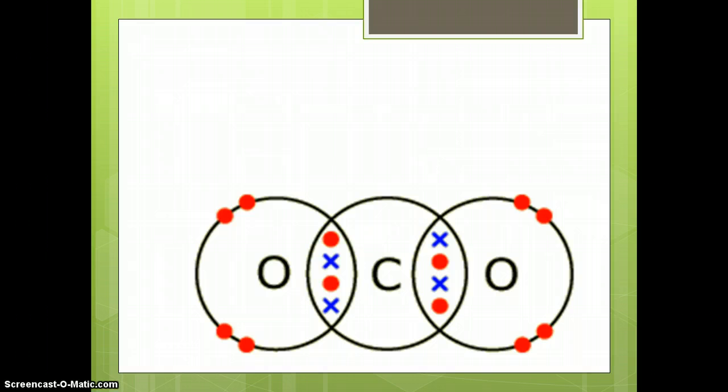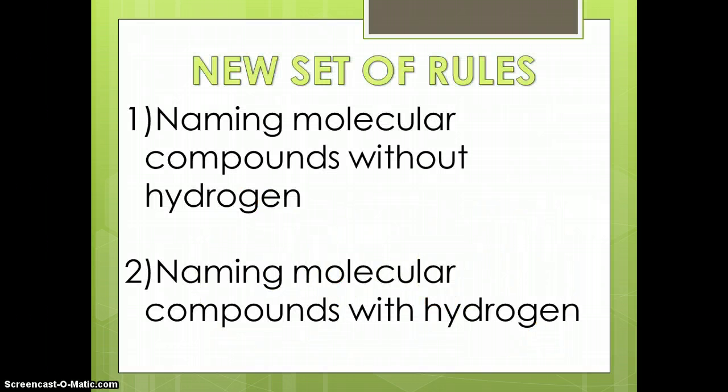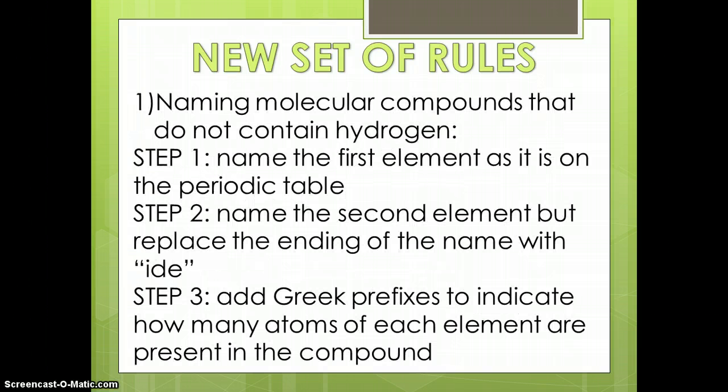is stable. Since ionic compounds and molecular compounds are different, they have different rules when it comes to naming compounds. We will begin with naming molecular compounds that do not contain hydrogen. IUPAC, the International Union of Pure and Applied Chemistry, rules for naming molecular compounds that do not contain hydrogen are similar to rules for naming ionic compounds.